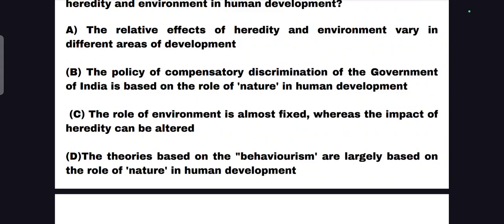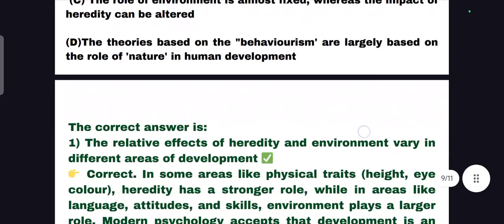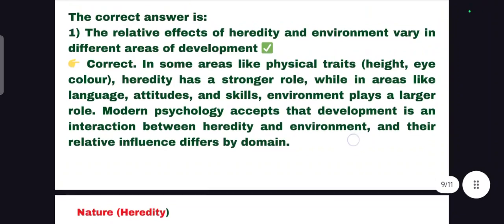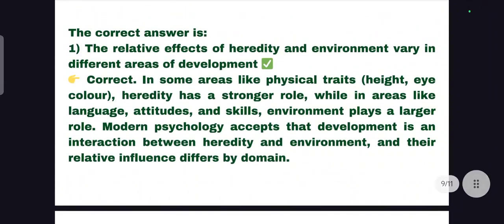And the second one, the role of environment is almost fixed. We know that statement is incorrect. Why? The role of environment is not fixed, it will be changeable. And also the theory of behaviorism is not based on nature. So the correct answer is the relative effects of heredity and environment vary in different areas of development.